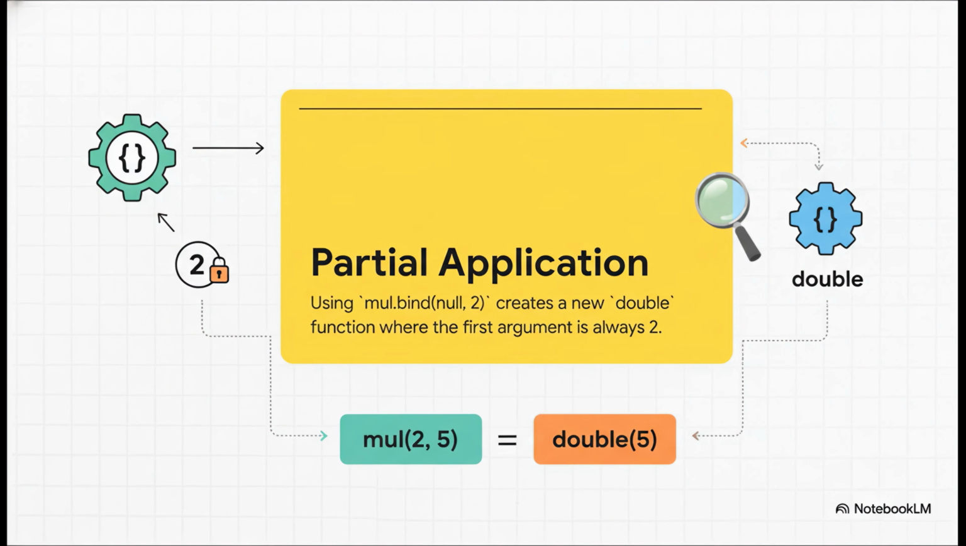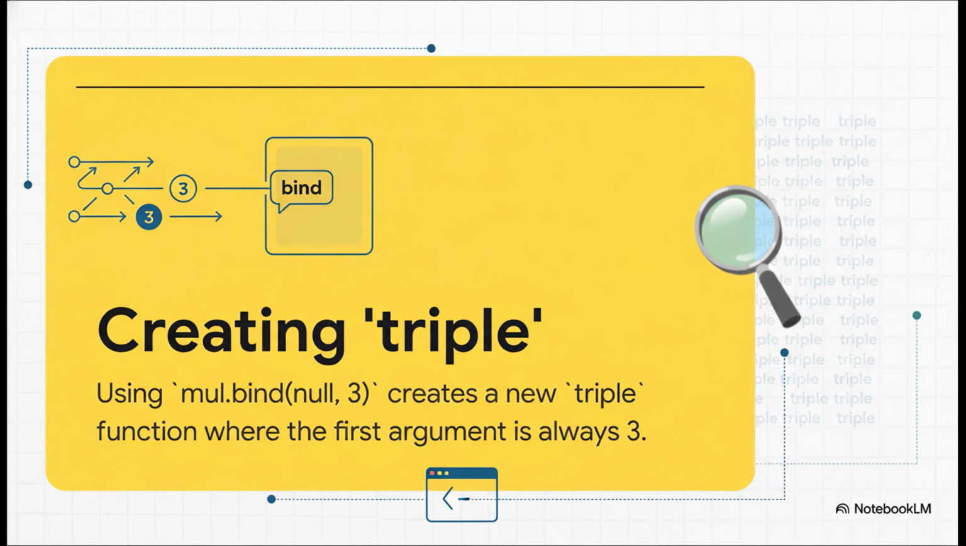Let's look at an example. Imagine we have a generic function mul that just multiplies two numbers. Now by calling mul.bind(null, 2), we can create a brand new function called double. That first argument, null, just tells bind we don't care about this context here. But the second argument, the 2, gets permanently locked in as the first argument to mul. So now calling double(5) is the exact same as calling mul(2, 5). How cool is that?